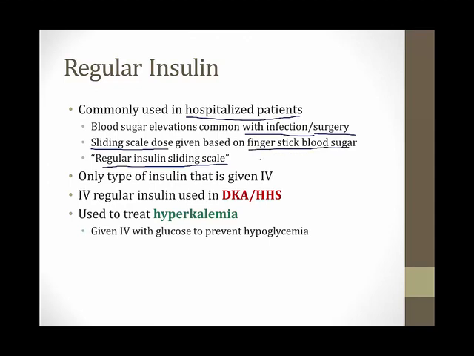Regular insulin is also the only type of insulin that is given IV. You need to give IV insulin to treat serious complications of diabetes like DKA and HHS. I talk about both of these in another module, but they are dangerous and potentially life-threatening, and IV regular insulin is the therapy of choice. You can also use IV regular insulin to treat hyperkalemia. Insulin will drive potassium into cells, so you can give insulin IV together with glucose to prevent the patient from becoming hypoglycemic.